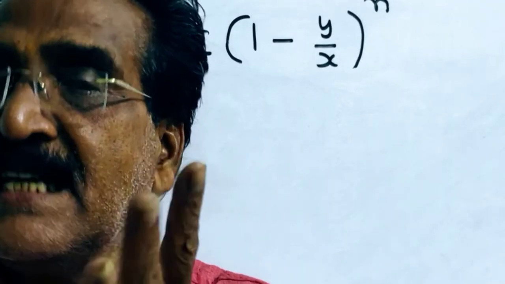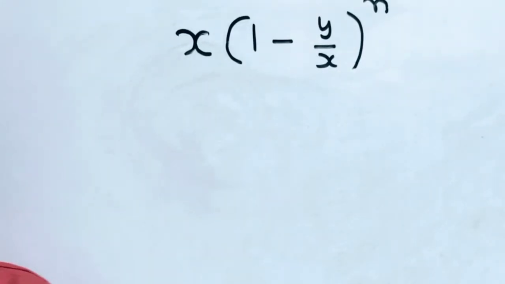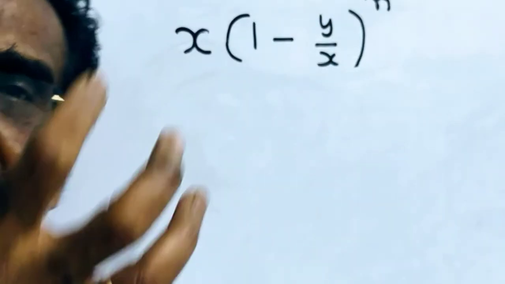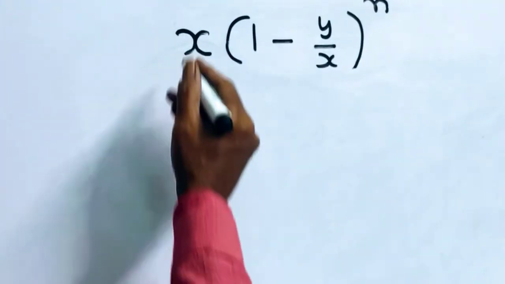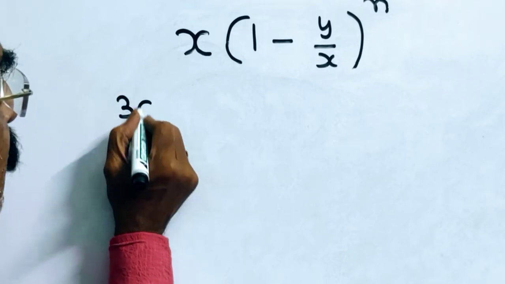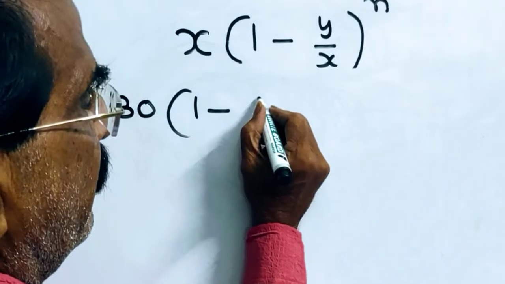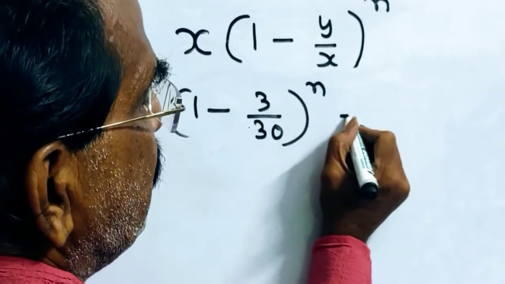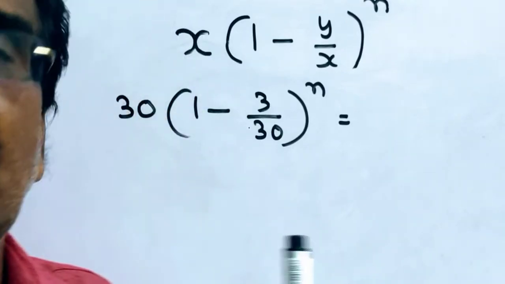Friends, the milk left after n such operations is given by this formula: x into (1 minus y by x) whole power n, where x is the initial quantity of pure milk, y is how many liters of milk is drawn out and replaced by water, and n is how many times such an operation is done. Here the initial quantity of milk is 30 liters and 3 liters of milk is drawn, so 30 into (1 minus 3 by 30) whole power n. By doing this we get the quantity of pure milk left in the can.